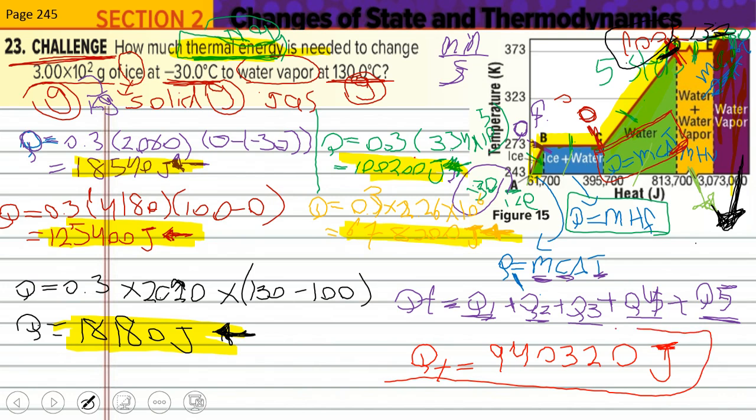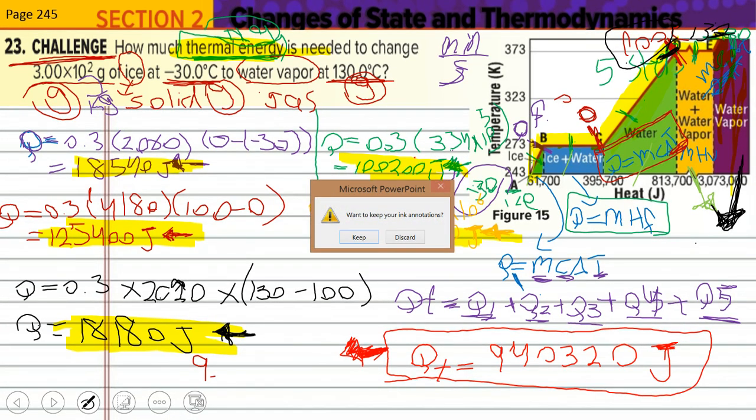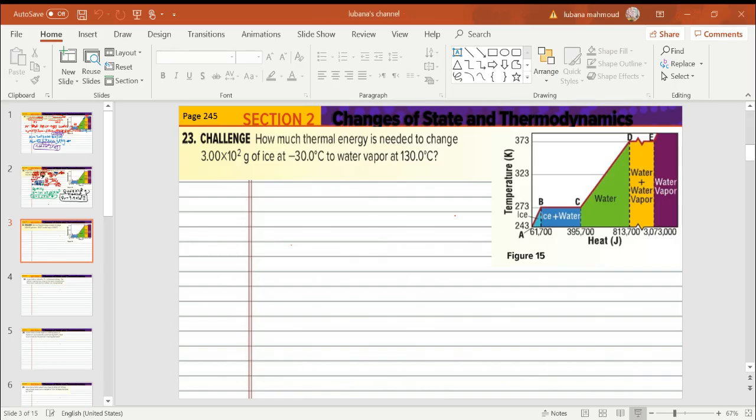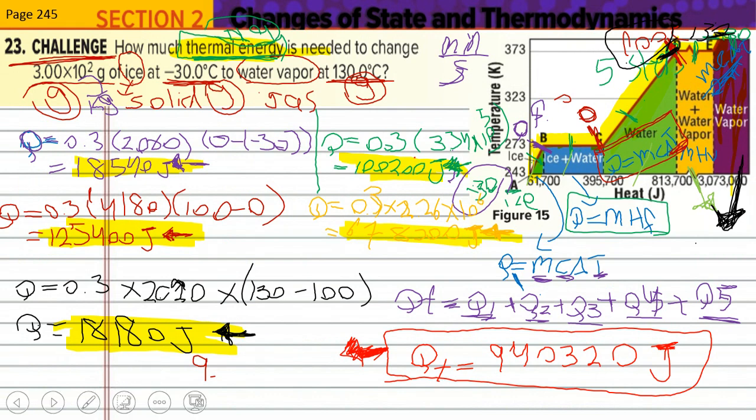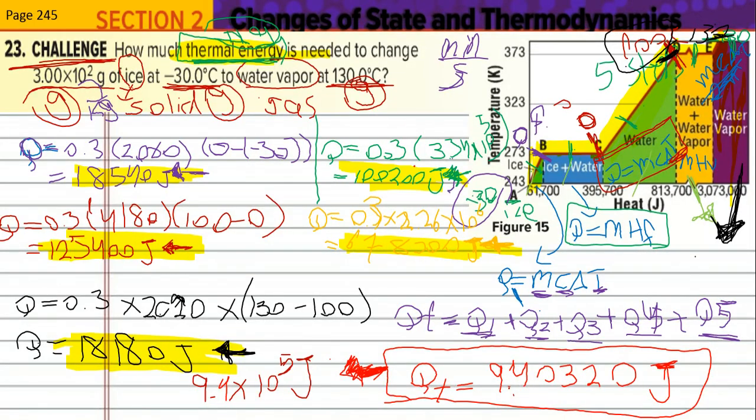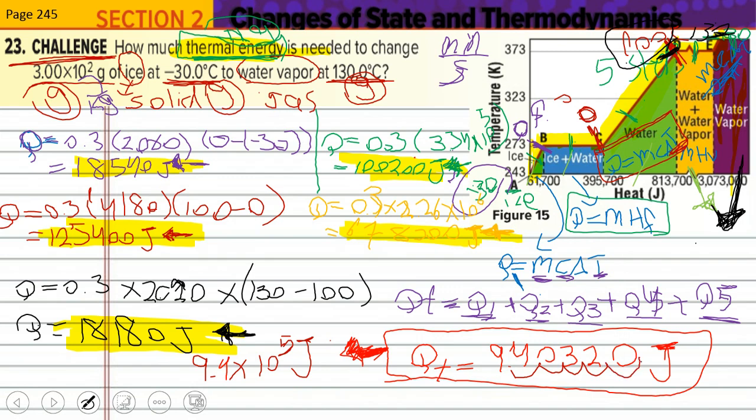This is the final thermal energy, and if we need it in scientific notation, it is 9.4 multiplied by 10 raised to the power of 5 joules. Why did we write it like this? Because for 9.4, we put the point here, and we count the digits after the point: 1, 2, 3, 4, 5. So that's why we put it raised to 5.